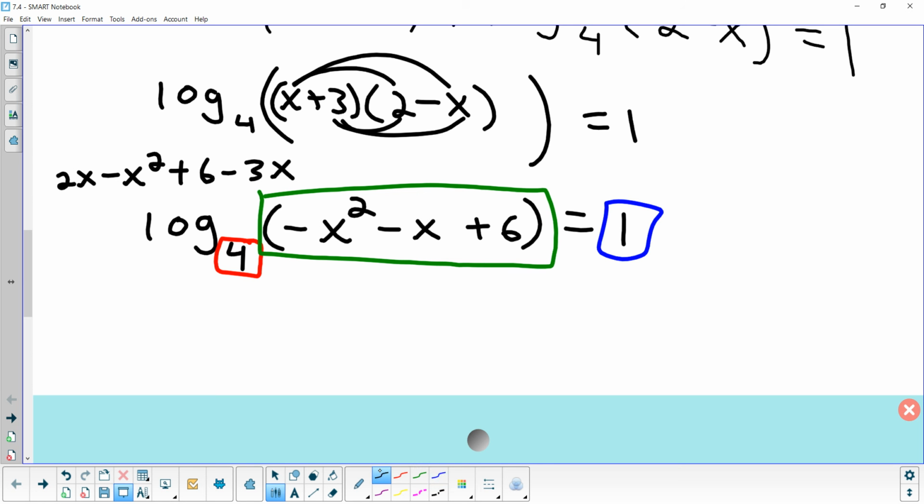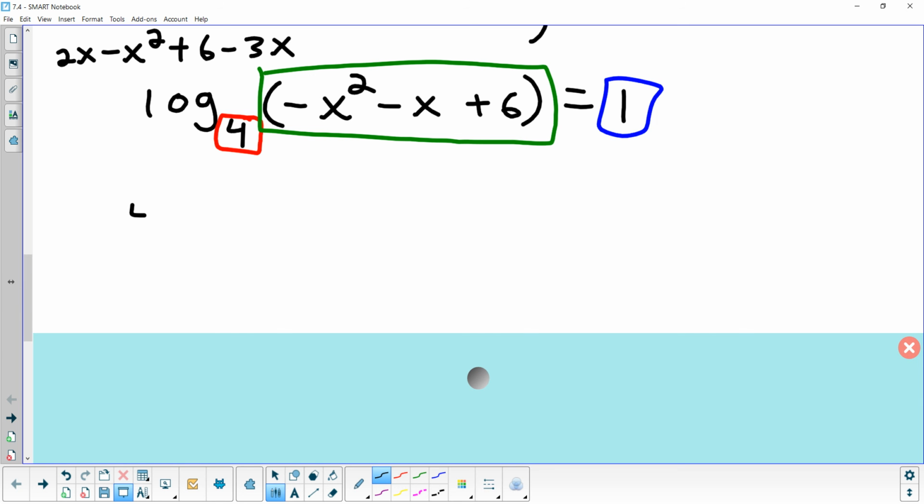So let's start with the 4. Ava, what's the 4? The base. Okay. And then, Vivian, a logarithm always equals what kind of number? The exponent. So the 1 is going to become an exponent. And Dominic, the box in green, what do we call that? That's the argument, and it ends up separated from everybody else on the other side. So negative x squared minus x plus 6.